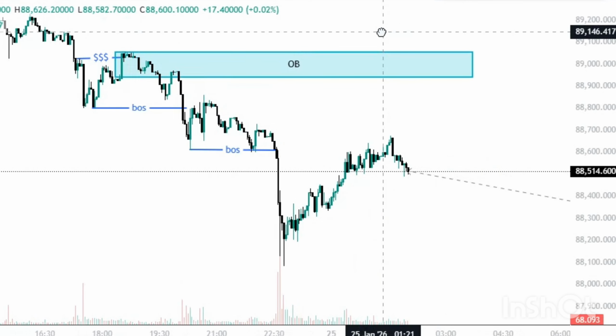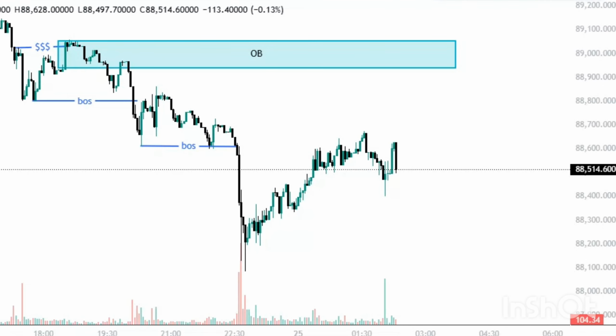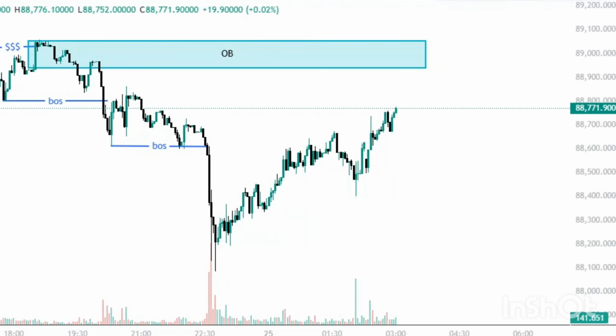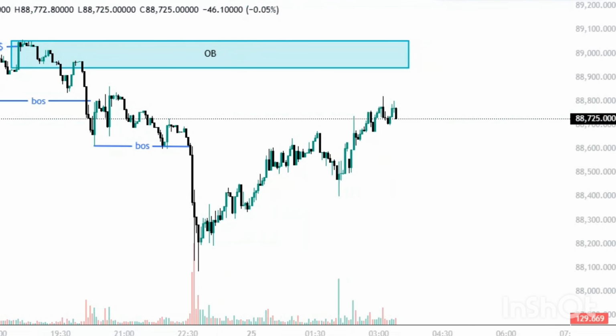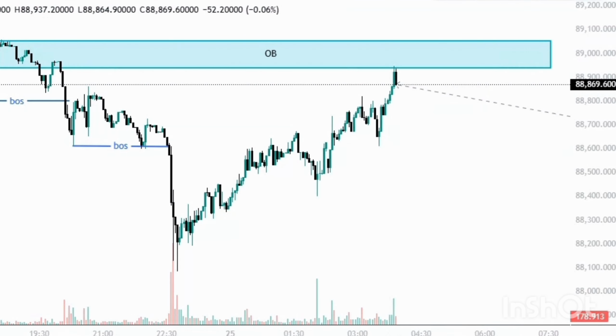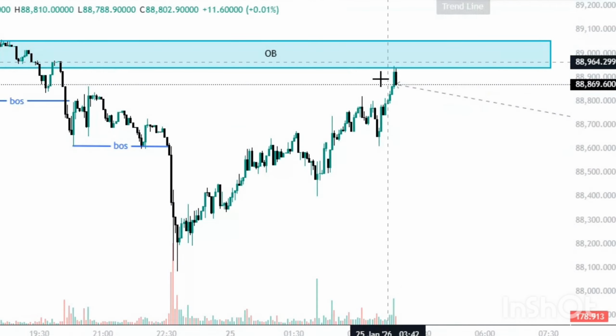Next step, patience. We do not chase price. We wait for price to return to our predefined order block. As price trades back into the zone, we can refine our entry using lower timeframe confirmation. For example, an internal break of structure on the 1-minute or 5-minute chart, or the formation of a lower high inside the zone.